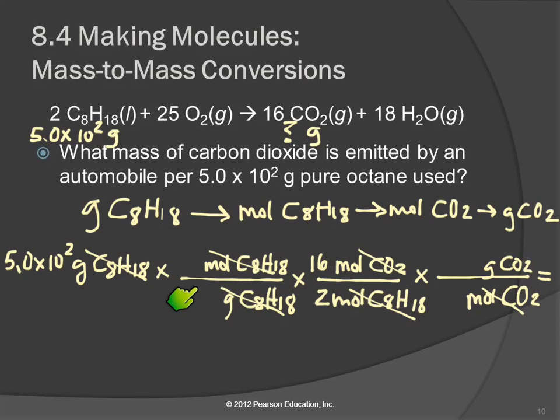This term and the last one involve molar mass, and we've already learned how to do that. So we're going to calculate the mass of 1 mole of C8H18. And I encourage you to actually write this out. 8 times 12.01 plus 18 times 1.008 equals 114.22.